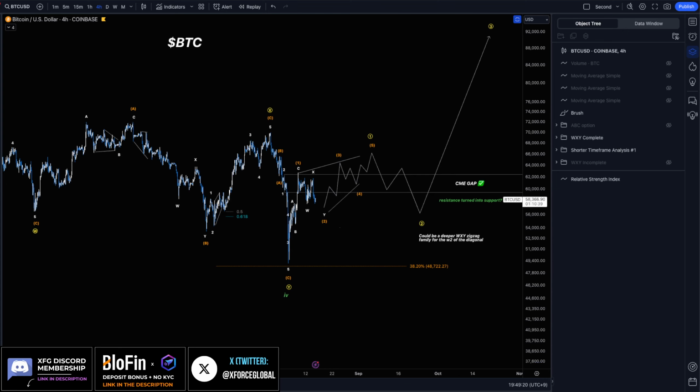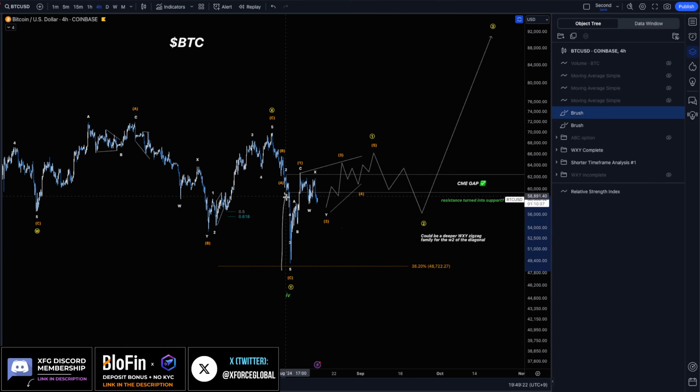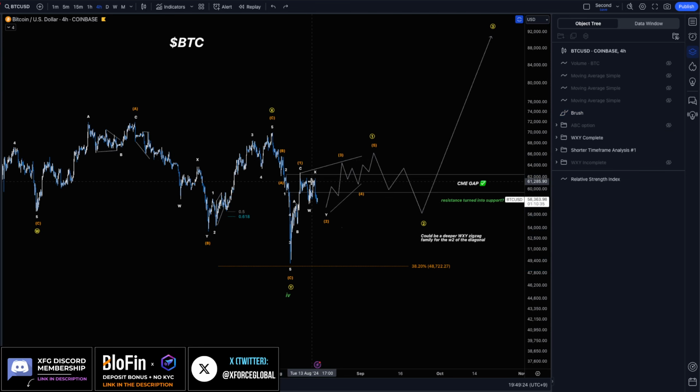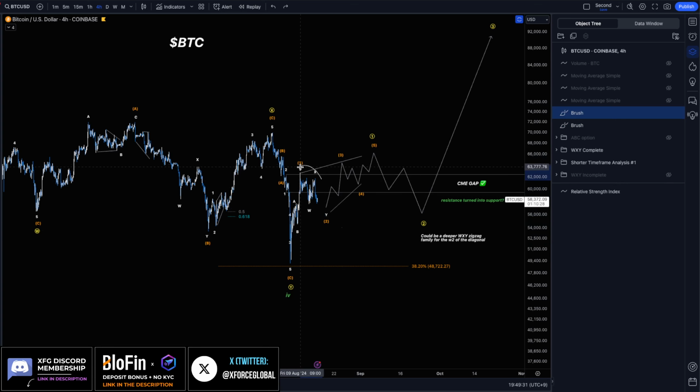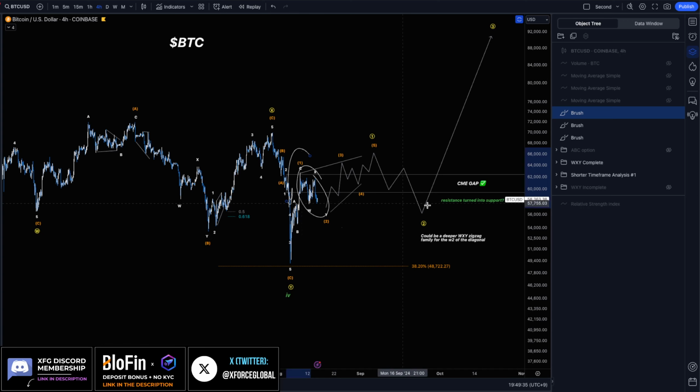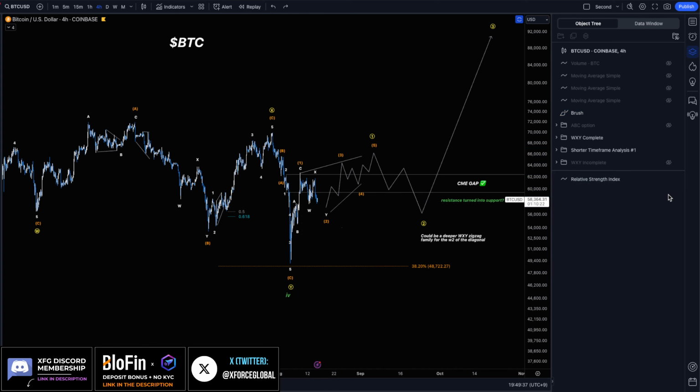We originally anticipated the possibility of a 1-2-1-2 being created. It's still valid. We can still be working within a WXY, having this as a 1-2 and a 1-2. But again, it is starting to look a bit larger in time and also in size against this previous parent degree wave 1-2. Now, it isn't invalid. That's something that you have to keep in mind.